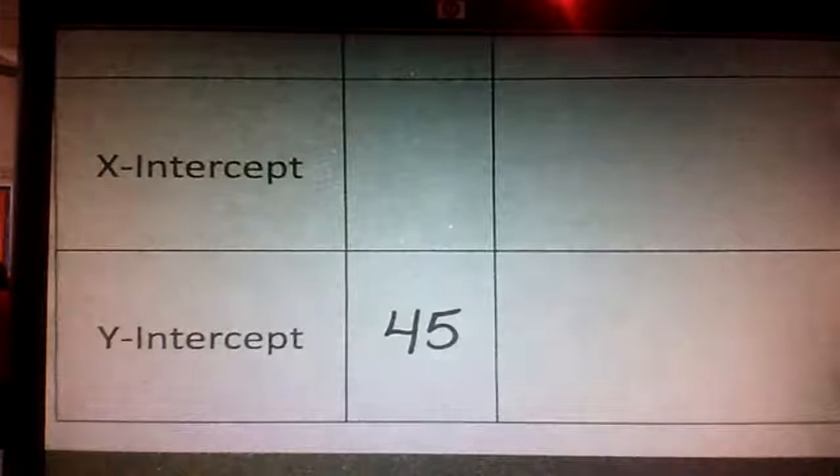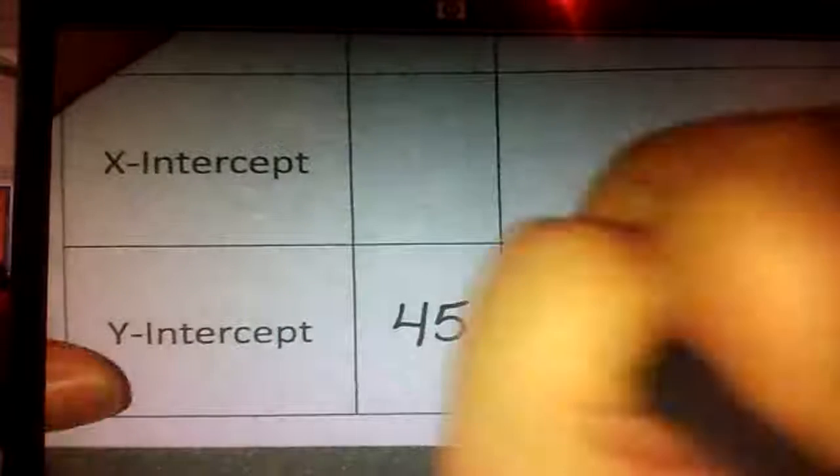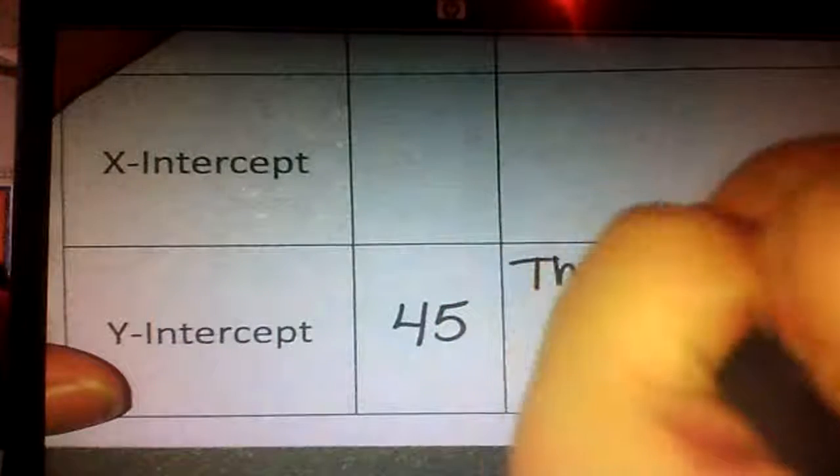What does that mean? Your x is 0. 45 pounds for what? Total weight for what? How many plates do I have on it at my y-intercept? 0. I don't have any plates. So what does 45 actually represent? 45 pounds. The weight of the bar before you put anything on it. Perfect. So before I put any weights, the bar weighs 45 pounds.